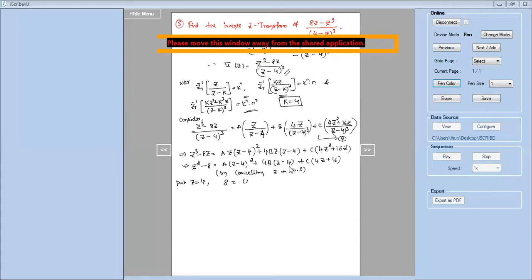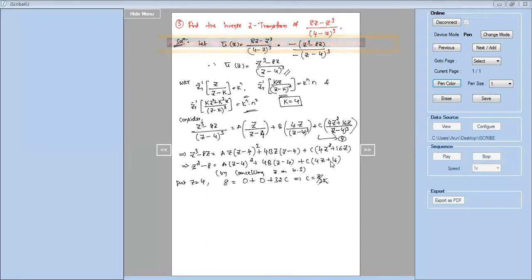So A term and B term was 0. But the C term, if I put 4 here, 4 4 is 16. 16 plus 16, 32. So it is plus 32 into C. So this implies C is equal to, it is 8 by 32. So it is 1 by 4. The value of C is 1 by 4 here. Right? So the value of the first C term is 1 by 4.